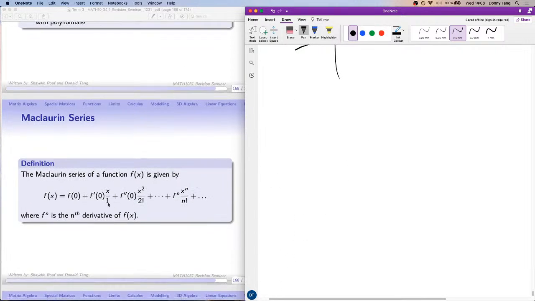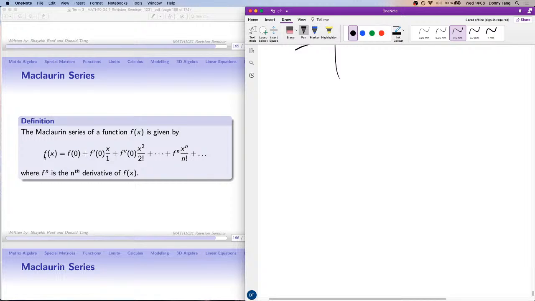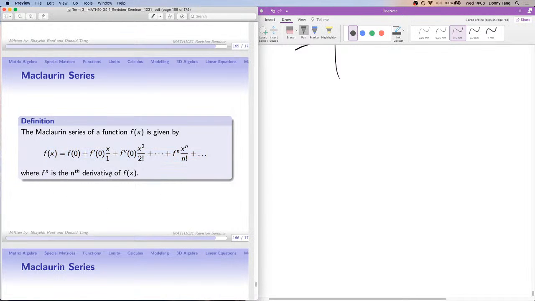The Maclaurin series of a function f(x) is given by this, where f^(n) is the nth derivative of f(x). So if I want to find the nth term, I have to differentiate n times, which is kind of a trick, but you've got to do what you've got to do. So it's f(0), then sub in 0, and the powers of x go up, for example x squared divided by 2 factorial, and so on. That's pretty much it. Not too difficult, because it's just subbing into a formula.